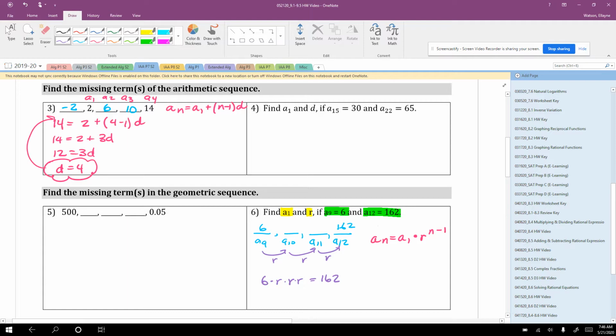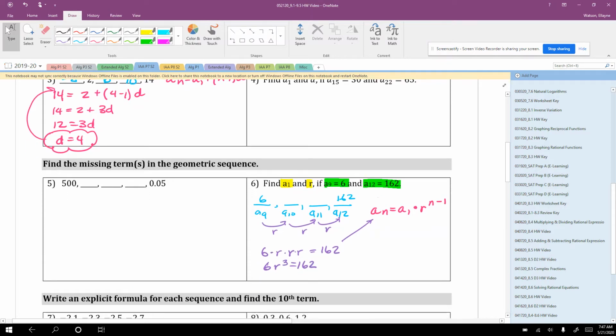I'm using the same formula here. 162 is equal to a sub 1, which is 6, times r to the what? 162 would be the fourth term after 6, so 4 minus 1 is 3. So it's really 6r to the third equal 162. Solve that by dividing both sides by 6. You get r to the third is equal to 27, so r is equal to 3.